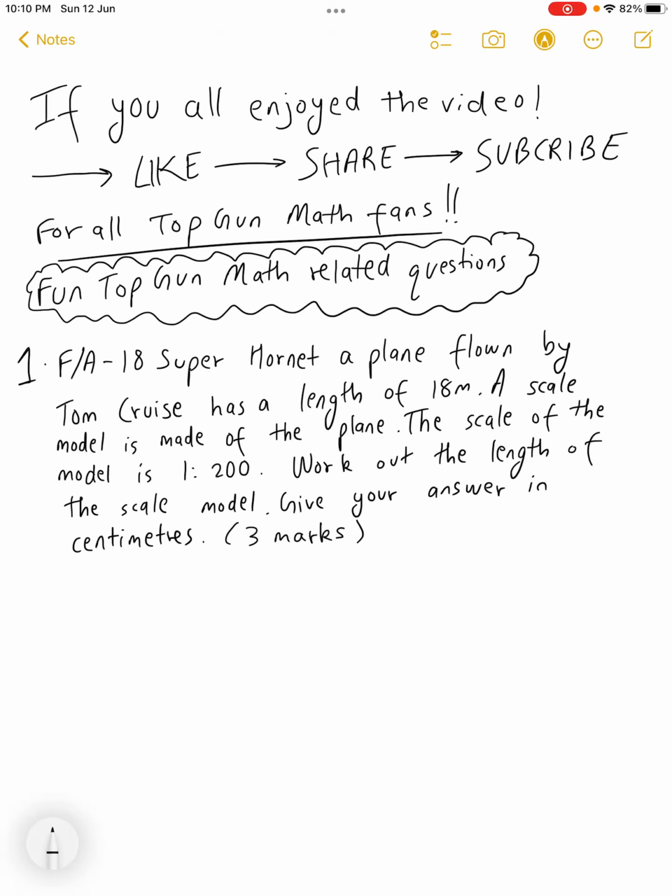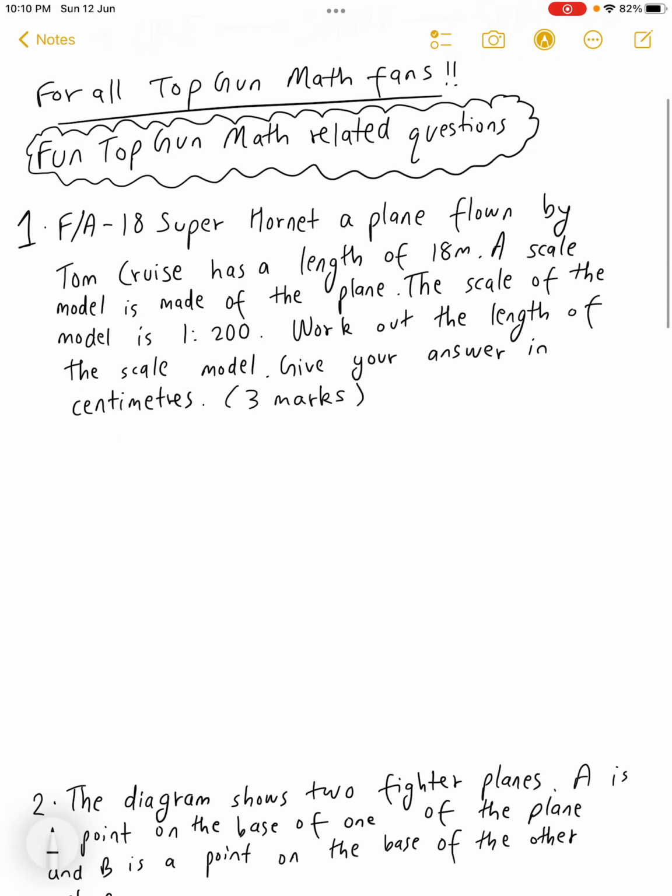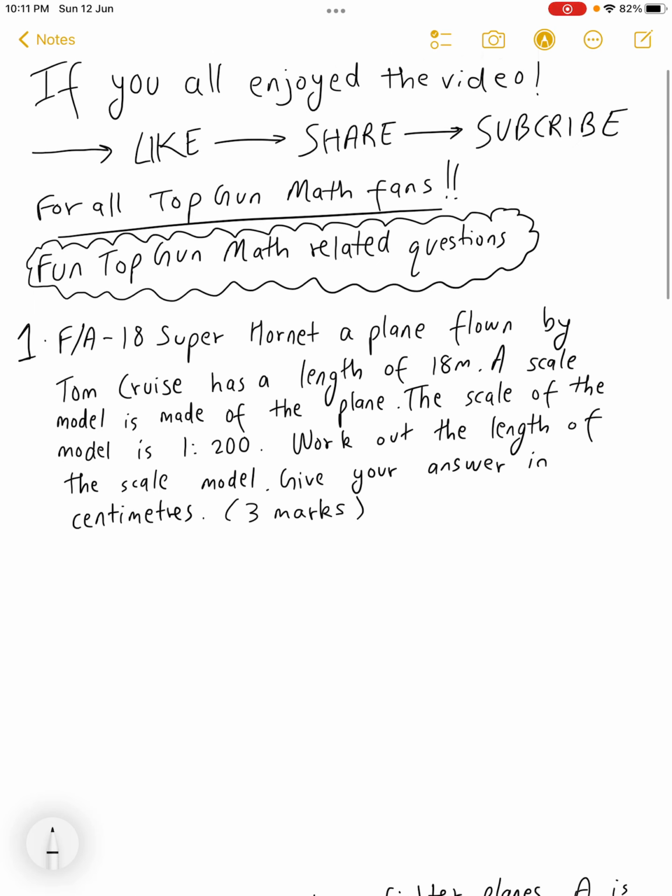Alright, so the FA-18 Super Hornet is a plane that is flown by Tom Cruise in the movie and has a length of 18 meters, okay? Hopefully this is accurate. Right, so a scale model is made of the plane. The scale of the model is a 1 to 200 ratio. Work out the length of the scale model. Give your answer in centimeters.